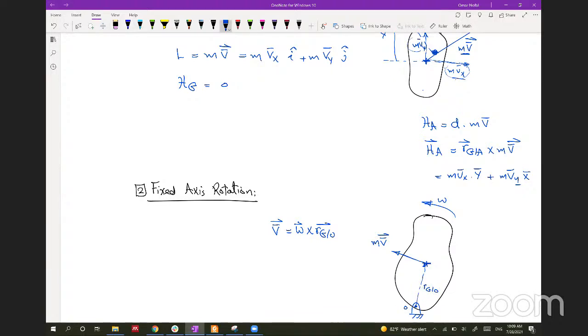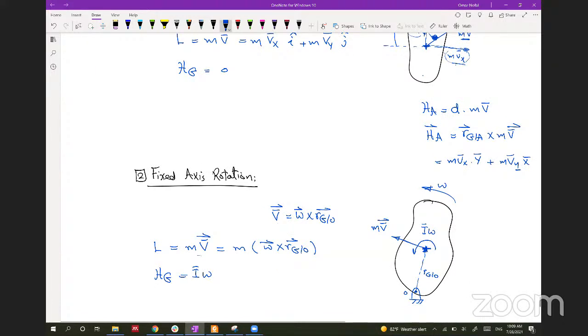So the linear momentum at the CG, L, will be equal to the mass multiplied by the v bar vector. So m will be multiplied by omega crossed by r_G/O, or you can get v separately and plug it in this equation. And H_G, the angular momentum here, will be I bar multiplied by omega.